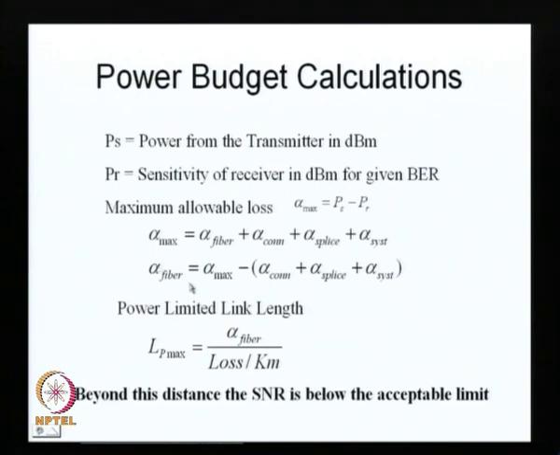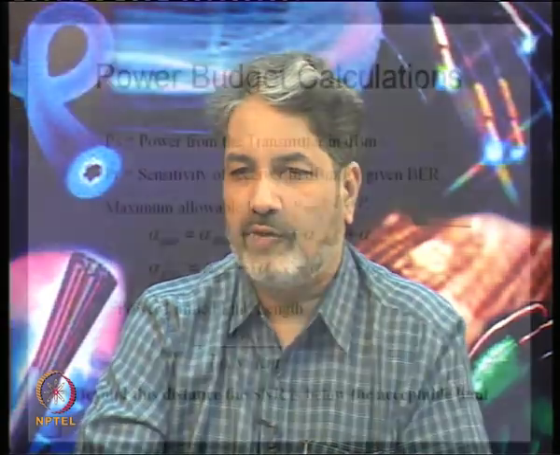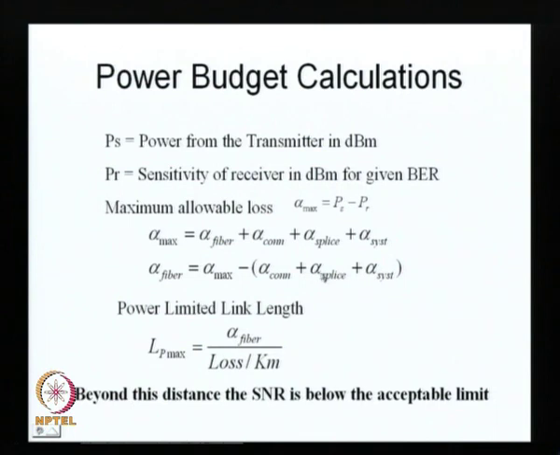So from here now, essentially we want to find out what is the loss in the fibers, which is possible. So alpha max is known from these PS minus PR, and all these connector losses are known. Of course, the splice loss also is proportional to the length in some sense, because if you use fiber spools of standard length, and as the length increases, the number of splices are also going to increase. So typical loss which you will get for the splice would be of the order of about 0.05 dB, whereas a connector may give a loss of 0.1 dB, something like this.